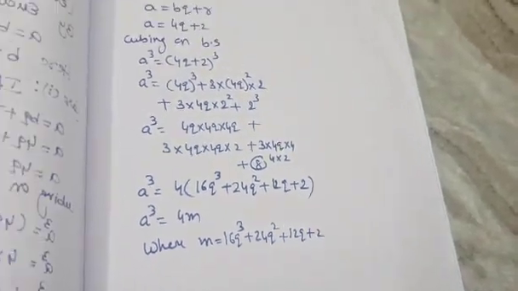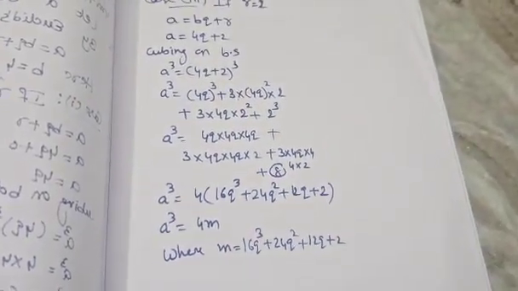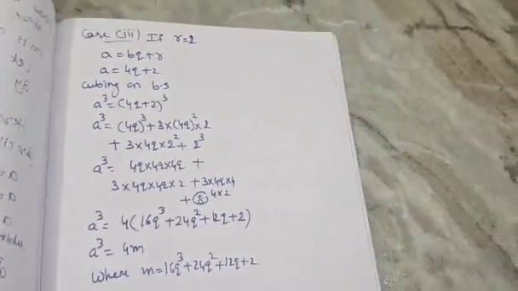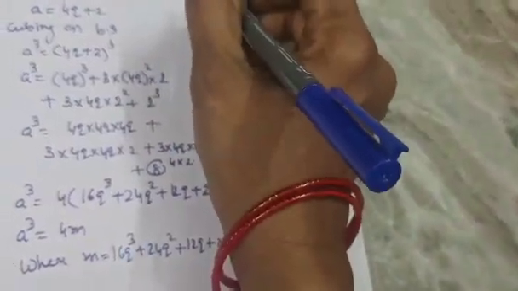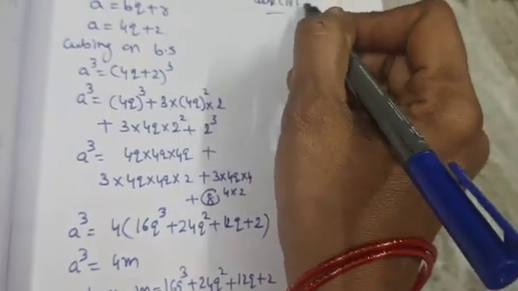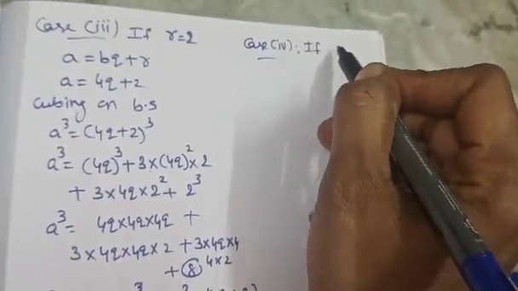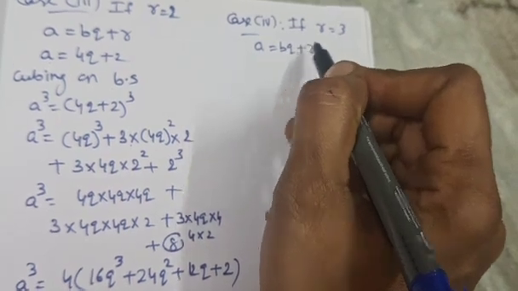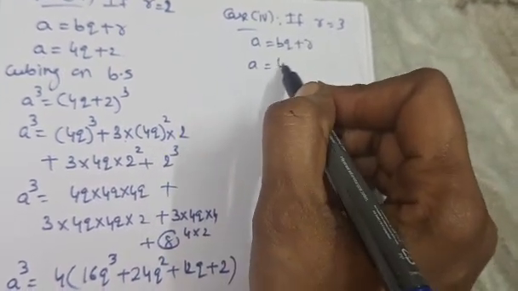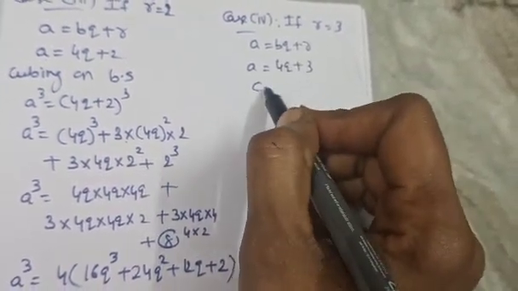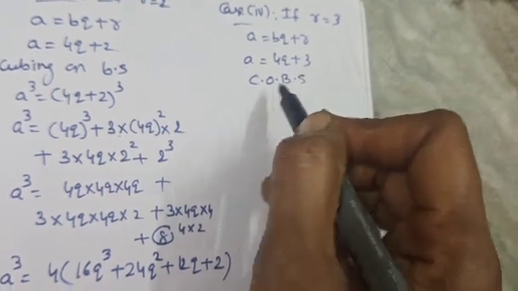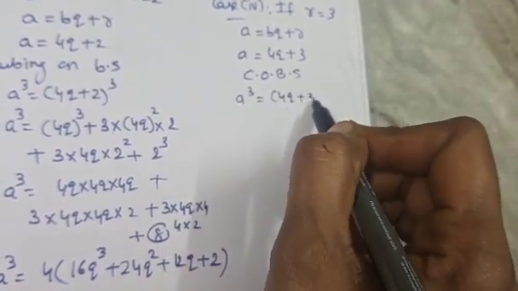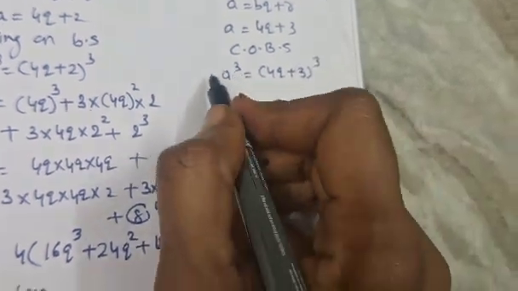Again we got 4m only, but still we need 4m plus 3. We did not get 4m plus 3. Still we have one case now. So solve that case. What is that case? Case 4. If r equal to 3, a equal to bq plus r, a equal to 4q plus 3. Again cubing on both sides. a cube equal to 4q plus 3 whole cube.